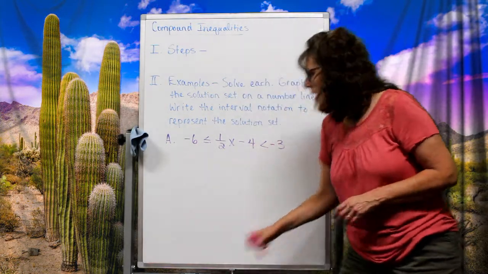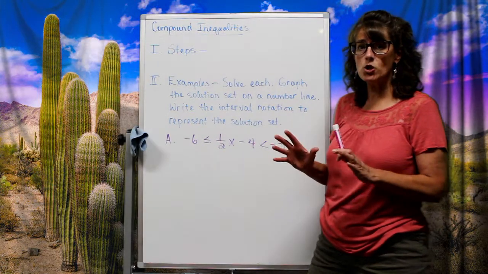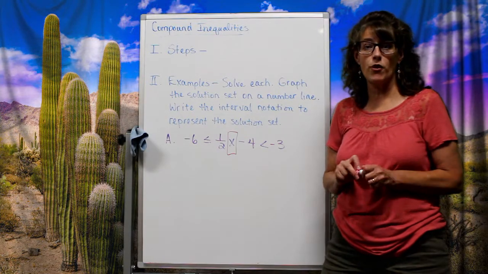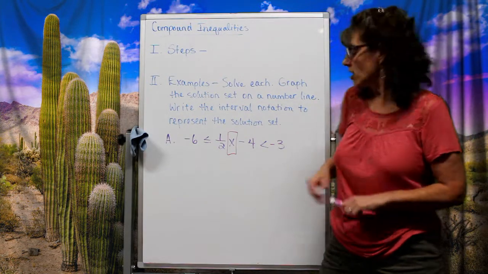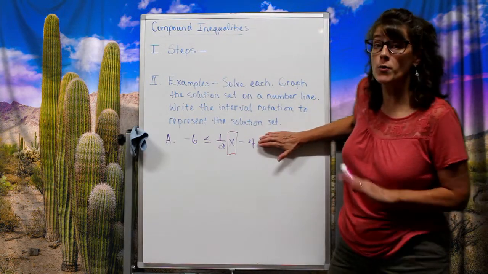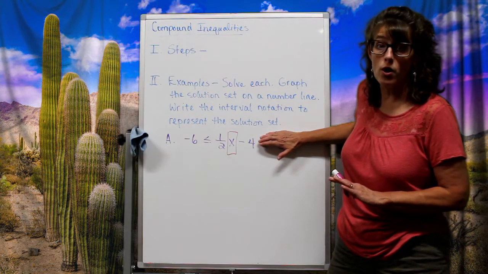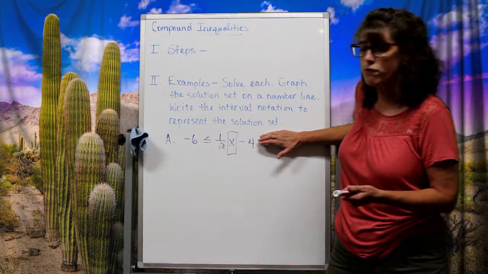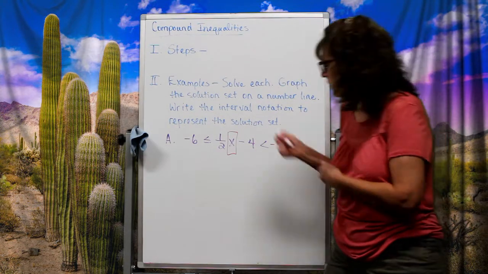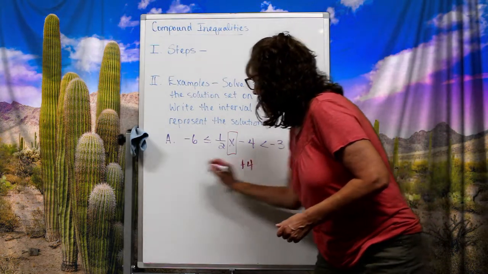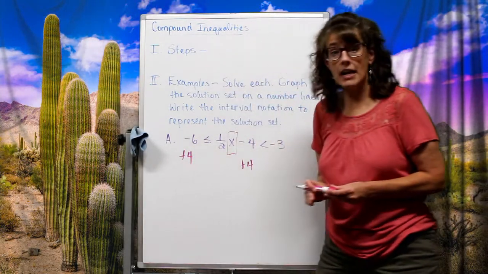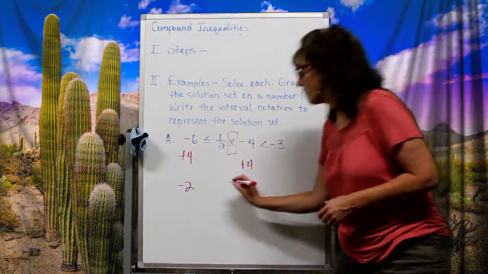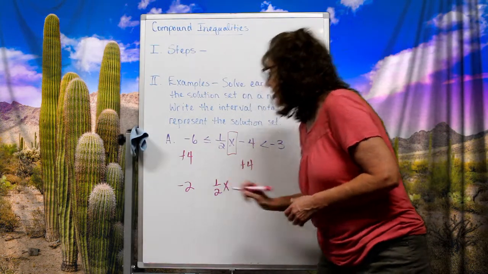So remember, in this compound inequality, if I'm going to solve it, the whole idea is that I want to be able to get this x right here by itself. Now, here's the catch. If this is all that was there, what would you do to get that x by itself? Sure, you would add 4 to both sides. So let's add a 4 right here. Let's add a 4 right here. Now, a negative 6 plus 4 will give me a negative 2. And then right here, when I add 4, I get a 1/2 x.